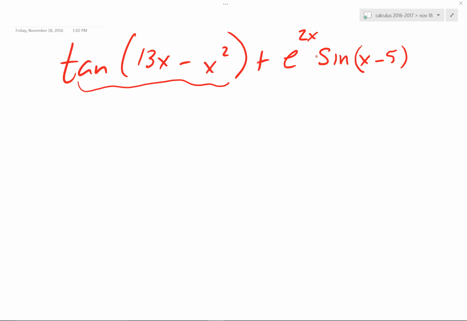And then look over here. Look over here. Product rule, right? But with 2 chain rules.